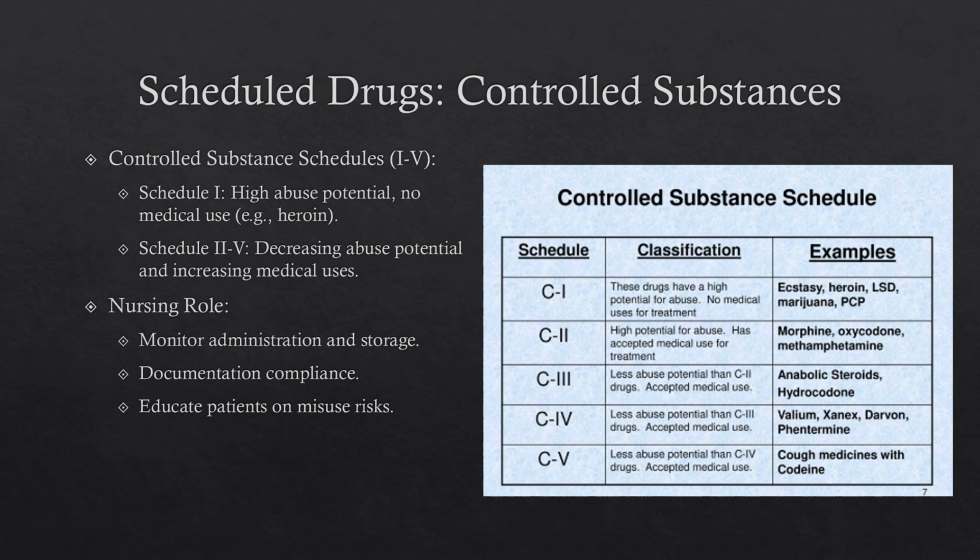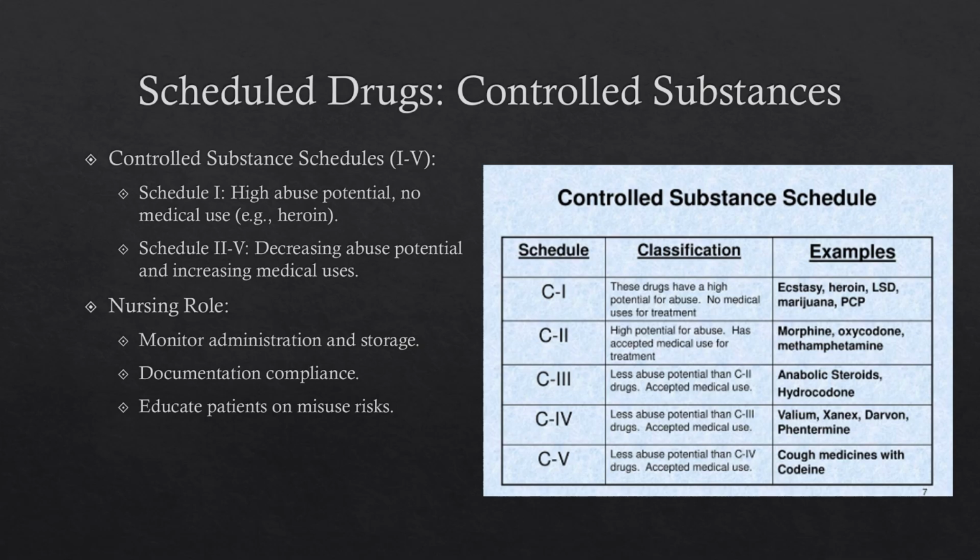Now we have our scheduled drugs. These are often also called controlled substances. I put a chart here for you guys to look at so you can see what these schedules are. Controlled substance schedules 1 through 4. Schedule 1 has a very high abuse potential, and we don't really have a medical use for it. This is going to be something like ecstasy, heroin, LSD, marijuana, although there are some studies and things happening to try to have marijuana legalized in more places.